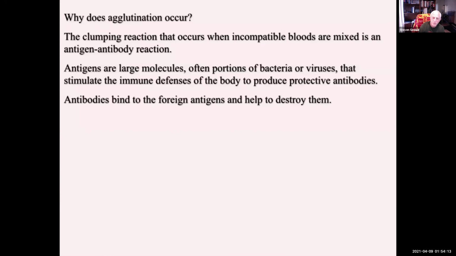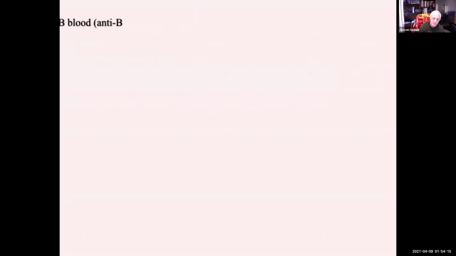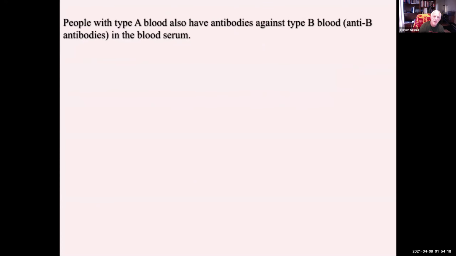So antibodies bind to the foreign antigens, and they help destroy them. People with A blood also have antibodies against type B blood. They have anti-B in their serum, which is the liquid part of the blood, the plasma.